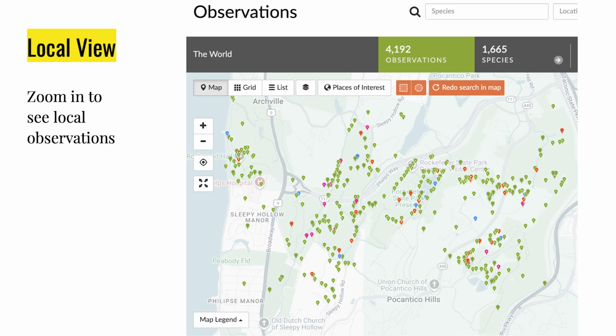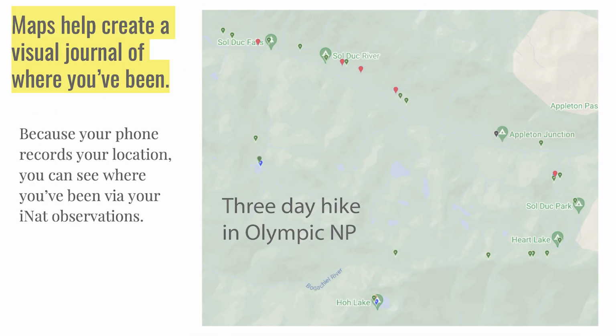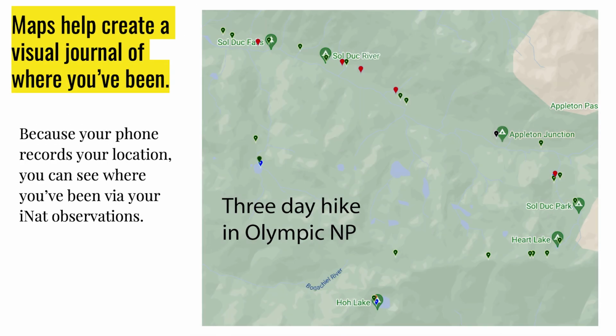So this is Rockefeller State Park Preserve, where I am working on a project, and these are all my observations there. So I can see here on this map where I've been, where I haven't been. It's very useful for that kind of thing. Maps help create a visual journal of where you've been because your iPhone records your location. You can see where you've been via your iNaturalist observations.